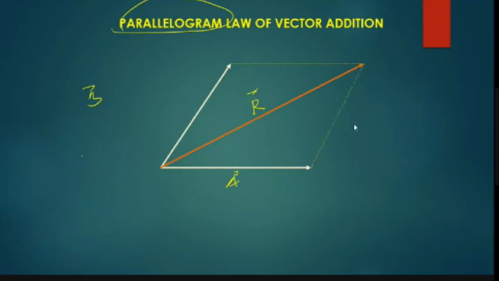So how can you state parallelogram law of vector addition? Take two vectors A and B. If they are not collinear, place the tail of one vector on the tail of the other vector. Complete the parallelogram. Then the diagonal gives the resultant.